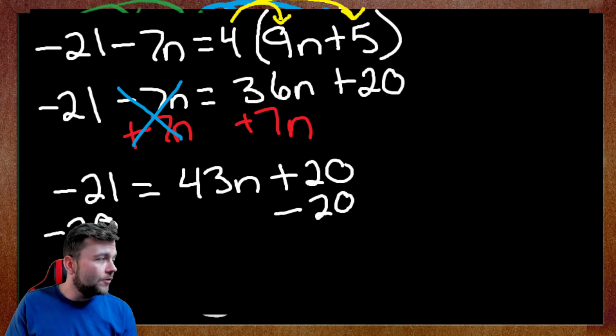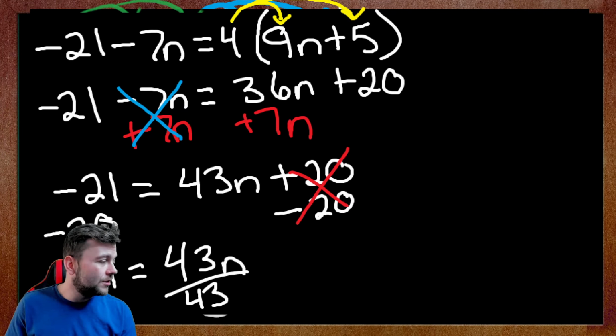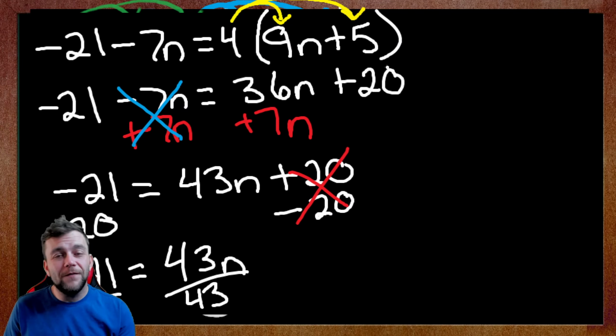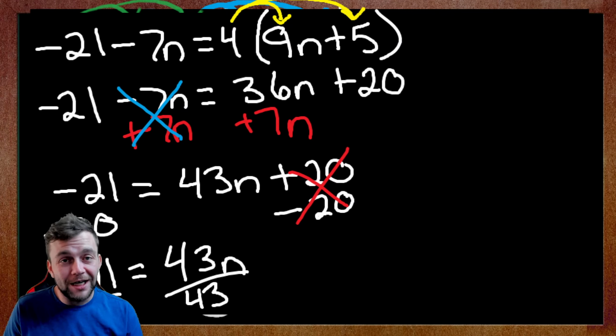This cancels out. Negative 21 minus 20. That is a negative 41, and that equals 43n. And our end result, okay, hang on, I don't want to skip a step here. So you divide both sides by 43, because that's the opposite of multiplication. Negative 41 divided by 43. Can't simplify it. Just not going to happen.